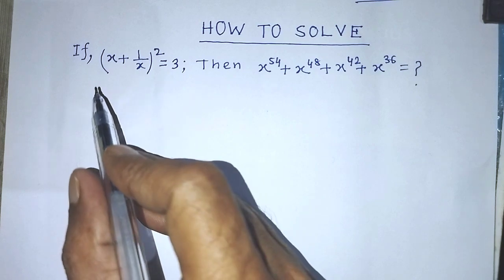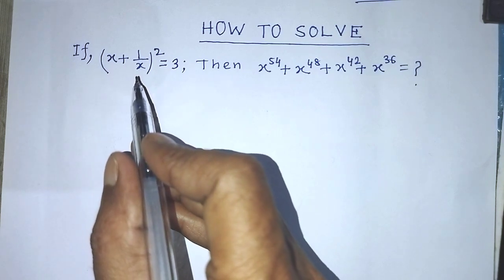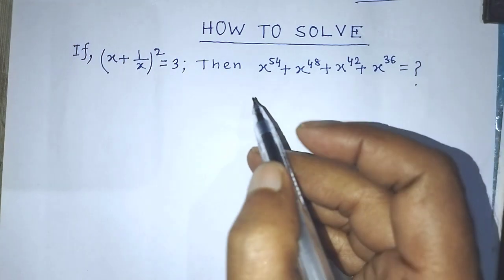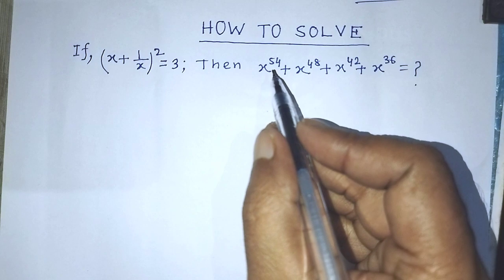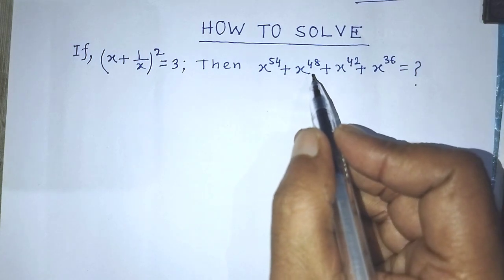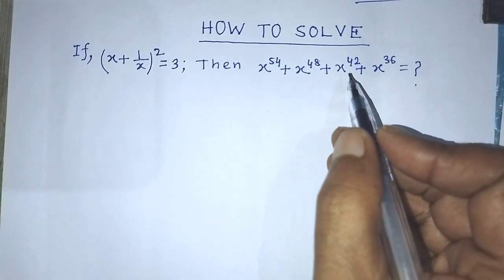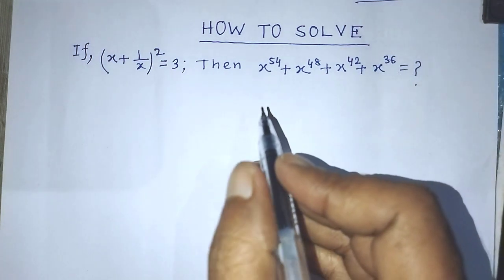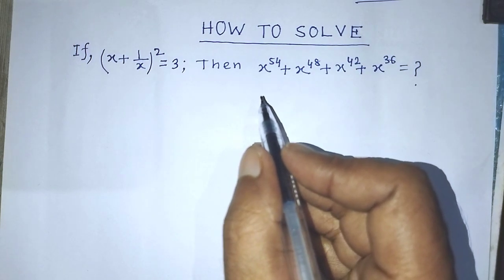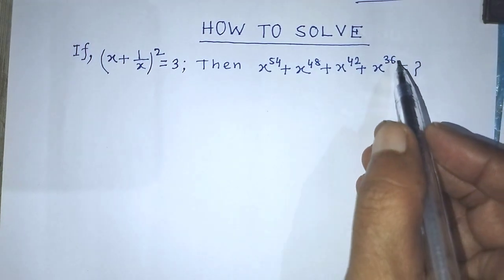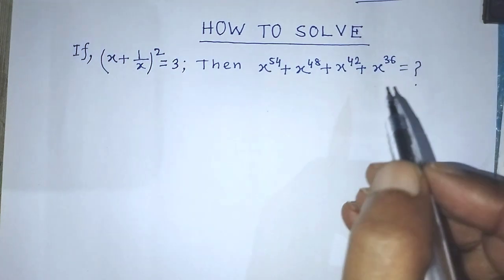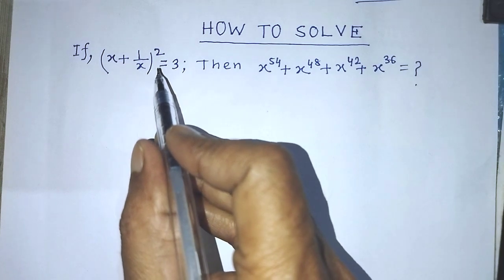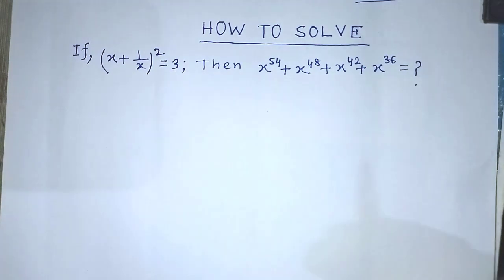So student, today our question is: if (x + 1/x)^2 is equal to 3, then find the value of x^54 + x^48 + x^42 + x^36. Today in this video I will tell you how to find the value of this algebraic expression from the given equation (x + 1/x)^2 = 3.